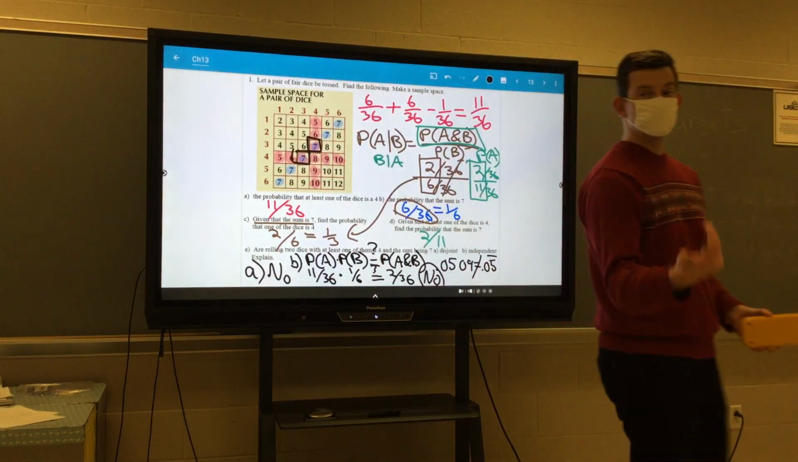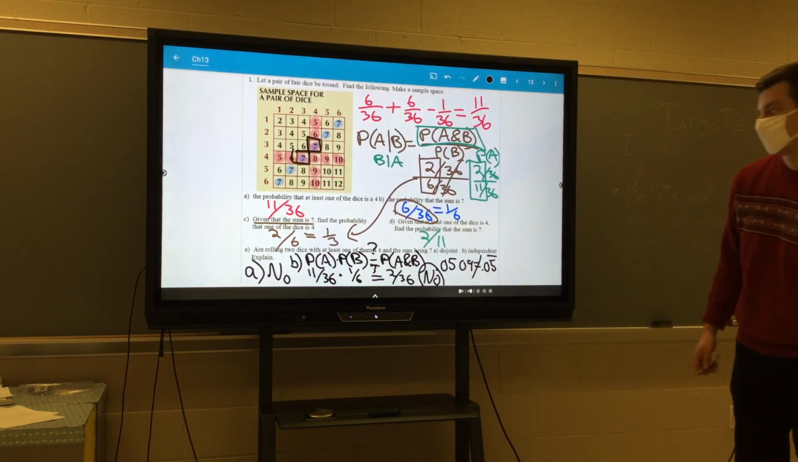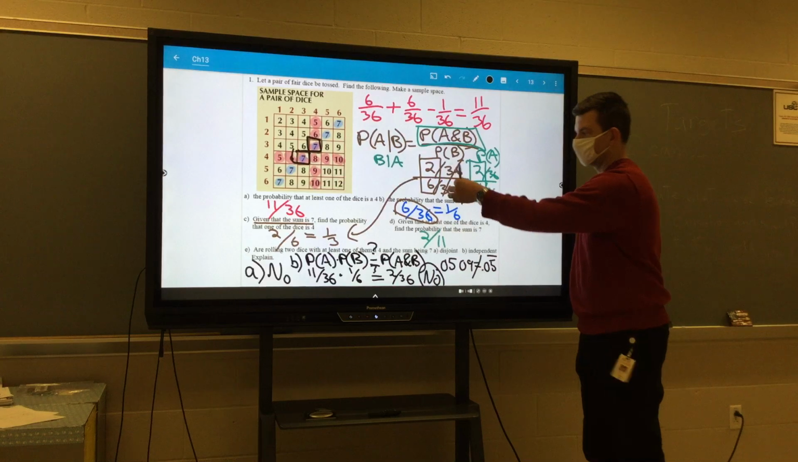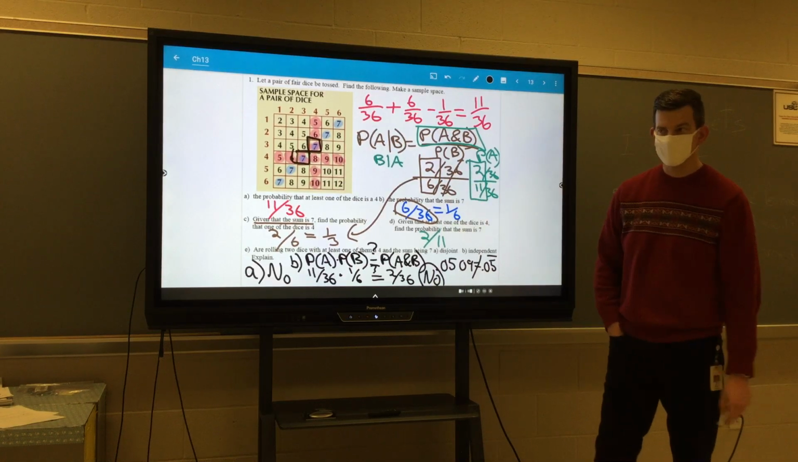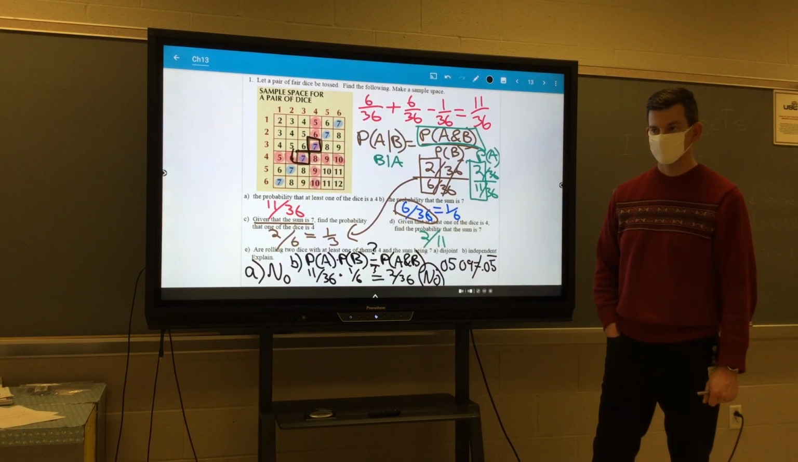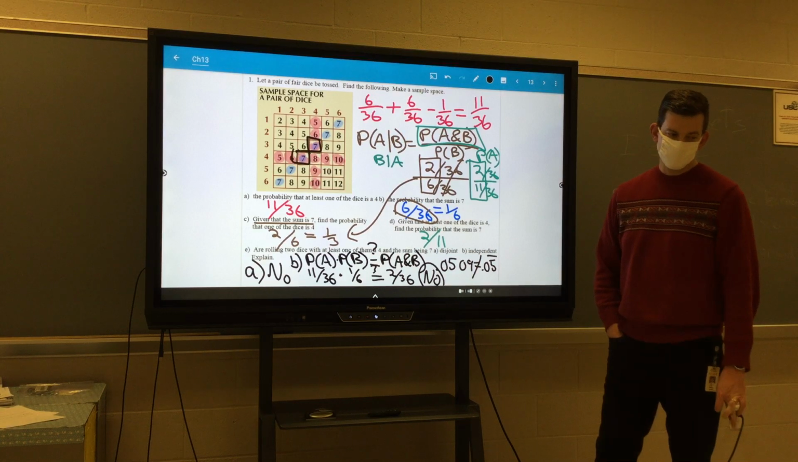And it is a conditional probability. And reversing the condition, that matters. That affects the probability. Any questions here?